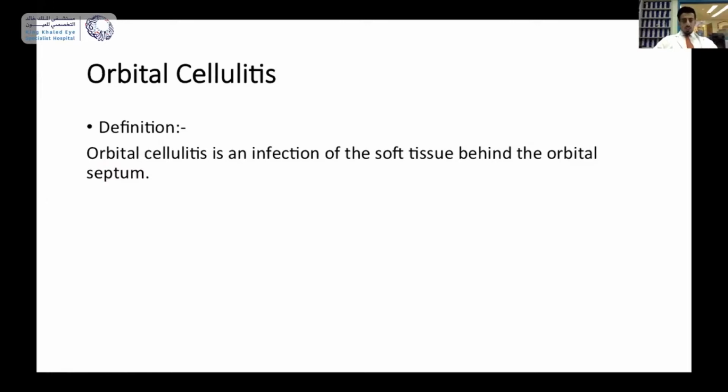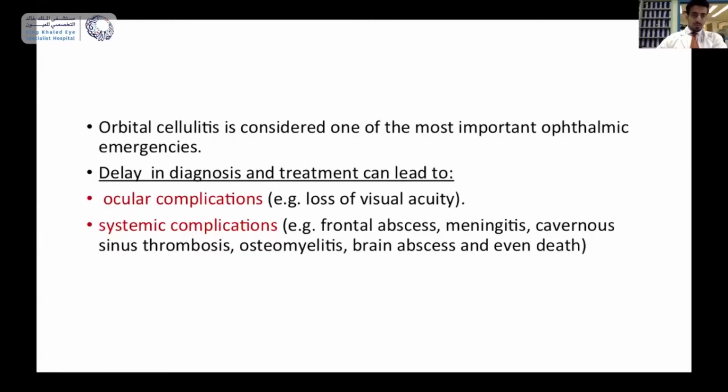What is the definition of orbital cellulitis? When I say orbital cellulitis, it means an infection of the soft tissue behind the orbital septum. It's considered one of the most important ophthalmic emergencies, as delay in diagnosis can lead to serious complications, ocular complications like vision loss, or systemic complications like frontal abscess, meningitis, cavernous sinus thrombosis, osteomyelitis, brain abscess, and even death.